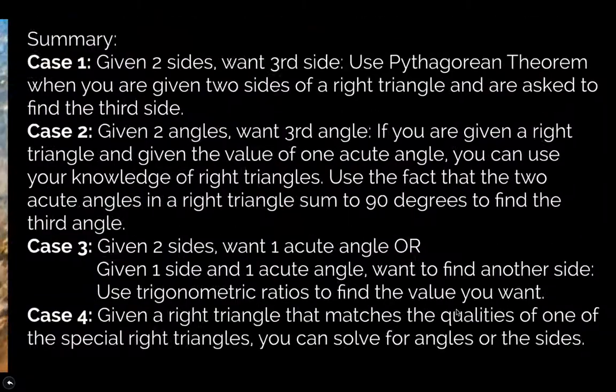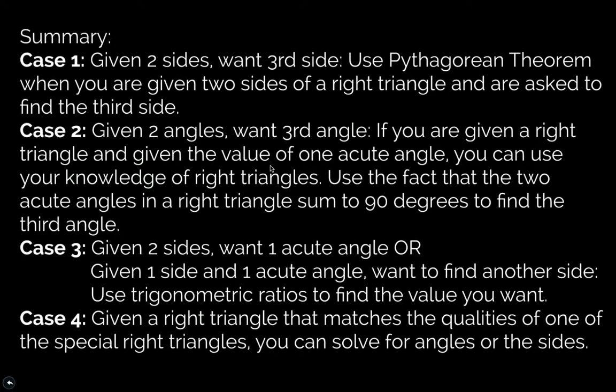Closure. So our summary of our cases. Case 1, given two sides, and we want a third side. Use the Pythagorean theorem when you are given two sides of a right triangle and are asked to find the third side. Case 2, given two angles and we want a third side.